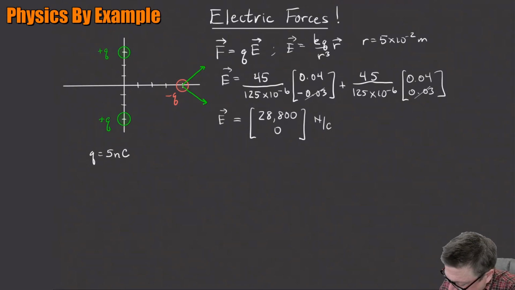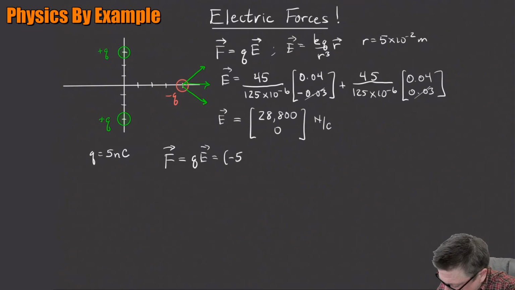And sure enough, that electric field is pointing in the positive x direction. Okay, so what happens? That minus charge feels an electric field pointing in the positive direction. So the force on it is just going to be Q times E. So it's going to be minus 5 times 10 to the minus 9 times this vector, 28, 8. Whoops, that's too many zeros.